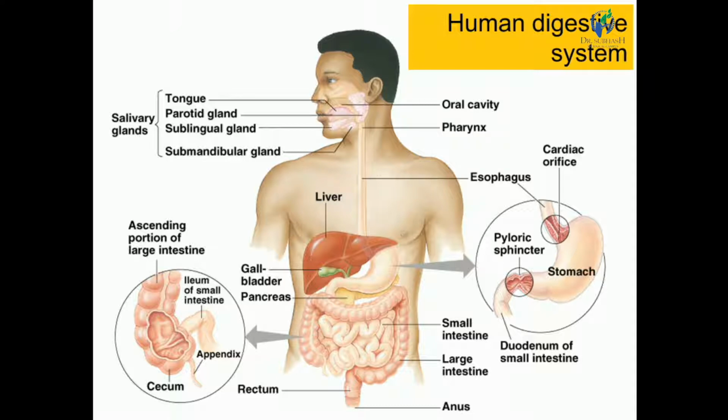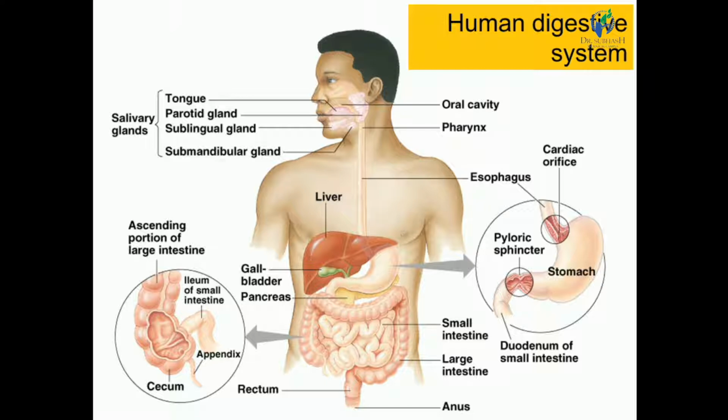After the stomach, there is the small intestine, which can be divided into three parts. First is the duodenum, second is the jejunum, and third is the ileum. After that, we can see the large intestine. At the end of the large intestine, there are the rectum and the anus.